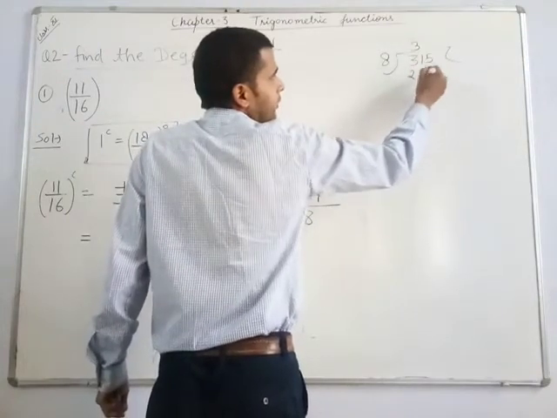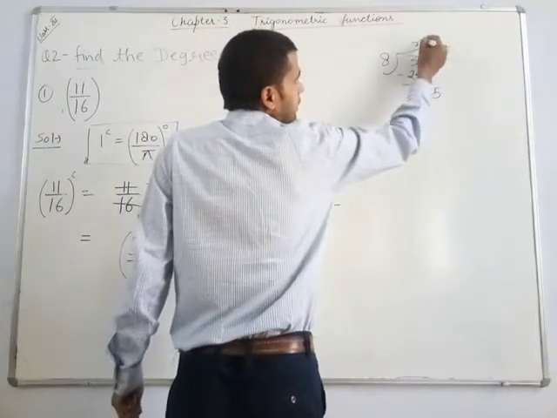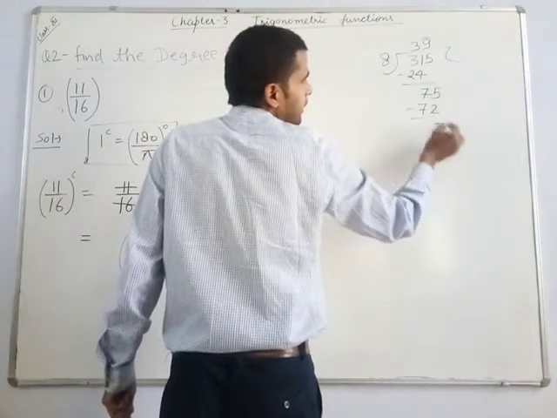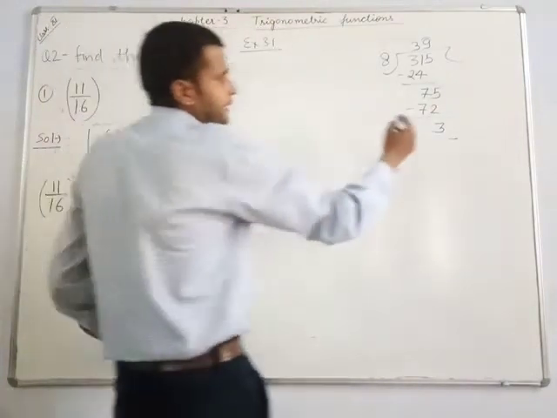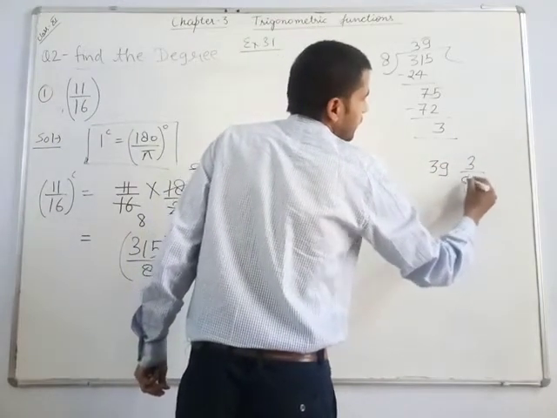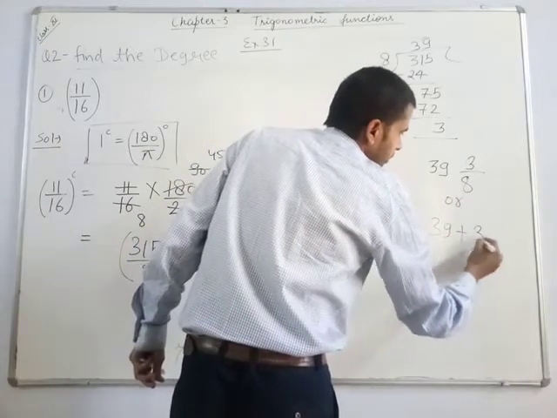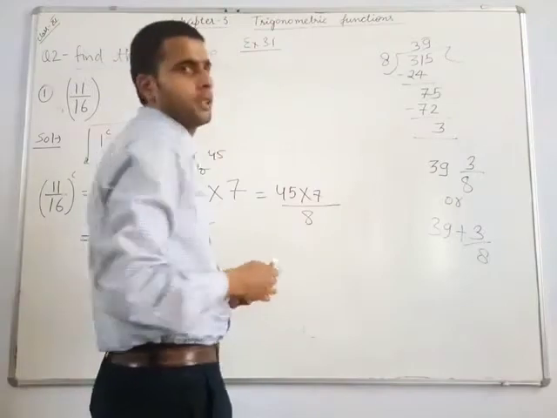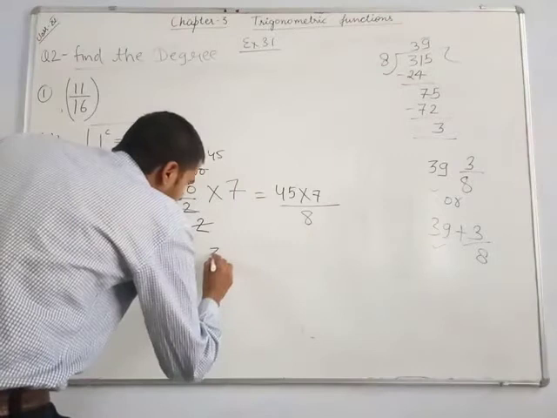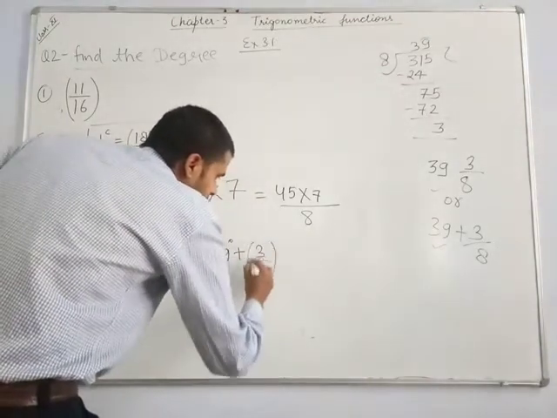8 times 3 is 24, 75 left, 8 times 9 is 72, remainder 3. So you have to write it like this: 39 and 3 upon 8, or 39 plus 3 upon 8. Both are the same. So 39 degree plus 3 upon 8 degree.